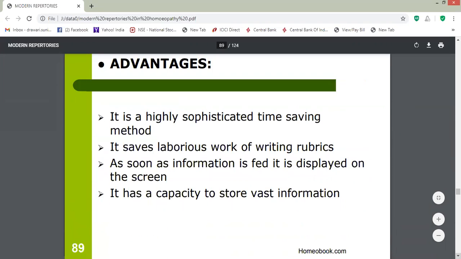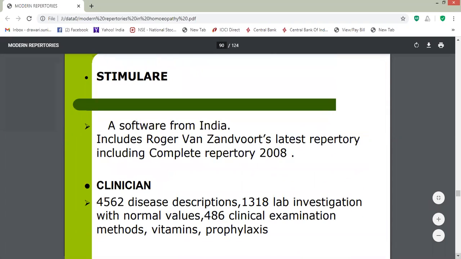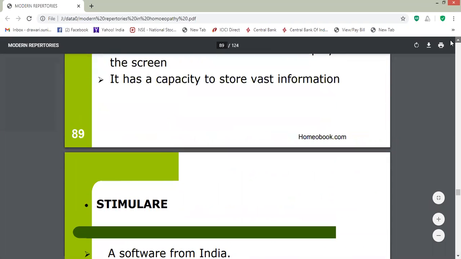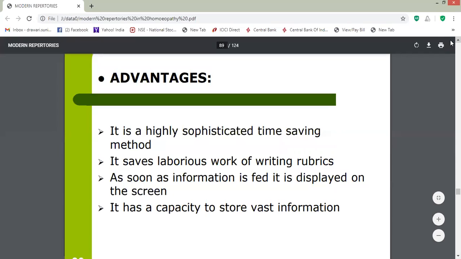It is a highly sophisticated, time-saving method. It saves the laborious work of writing rubrics. As soon as information is fed, it is displayed on the screen. It has the capacity to store vast information. So this is all about the advantages of these computer repertories.